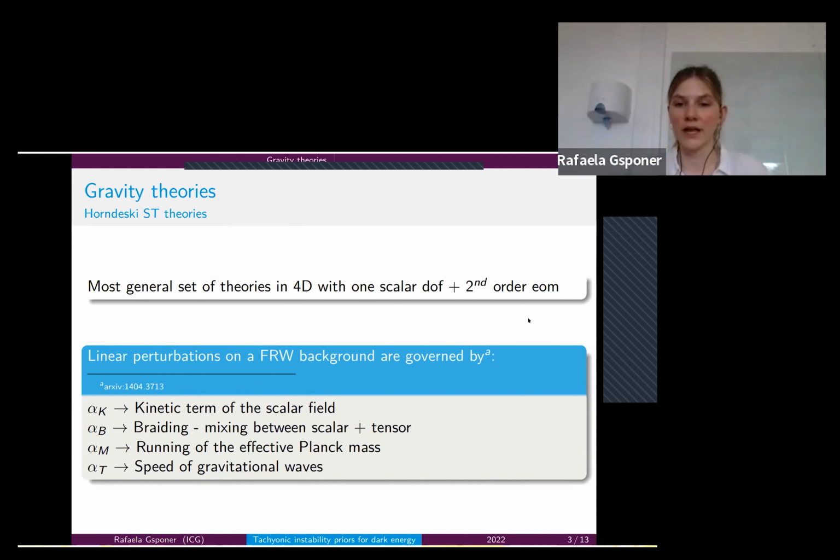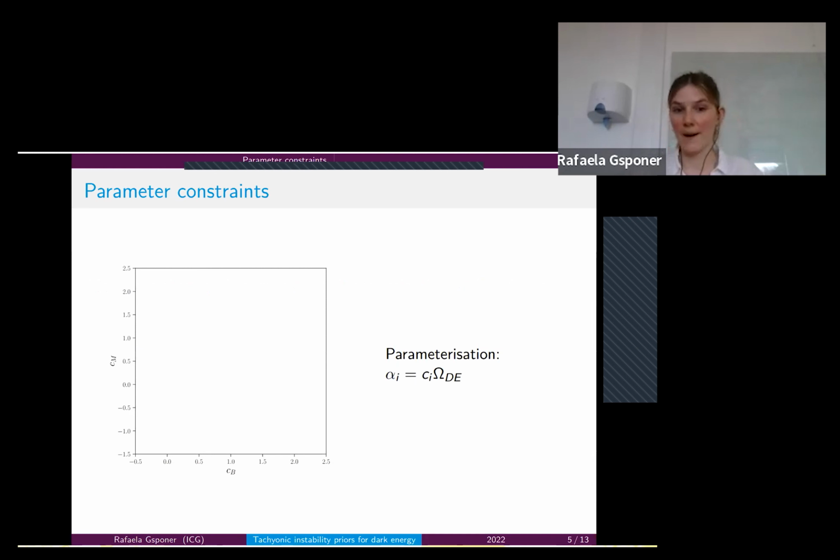In this work, we concentrated on a subset of these Horndeski theories. We set alpha K to a fiducial value because with the data we have nowadays it's quite hard to measure, and we used the recent gravitational wave constraints and assumed that gravitational waves move at the speed of light. So alpha T is in this case equal to 0. So we end up with alpha B and alpha M, which describe our dark energy models.